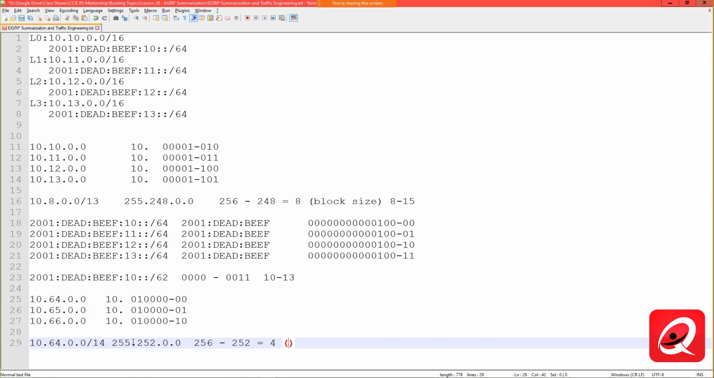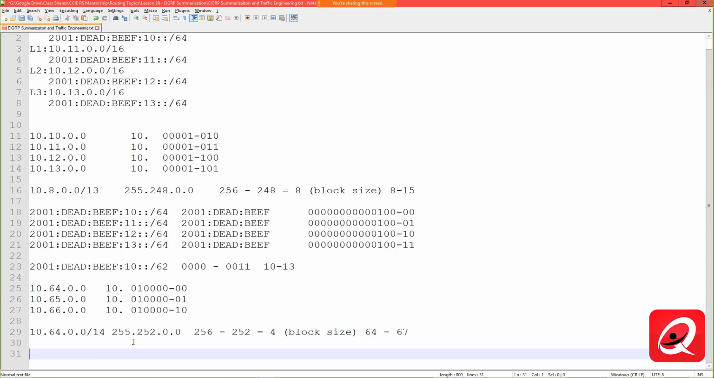And that's my block size. And that means that that's going to include networks 64 through 67. Right? That's my 4 networks that we're going to be summarizing in that particular case.